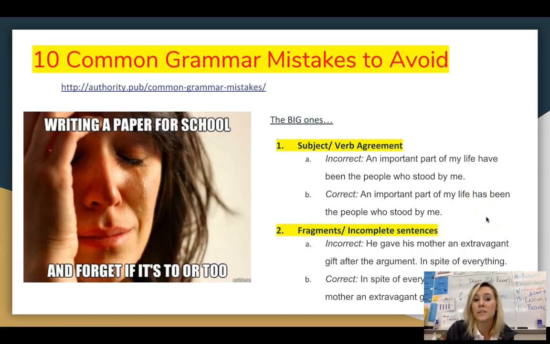Fragments and incomplete sentences is another problem. Oh, let's wait for that bell. It's obviously not dismissing you. Hold your horses. Fragments or incomplete sentences.